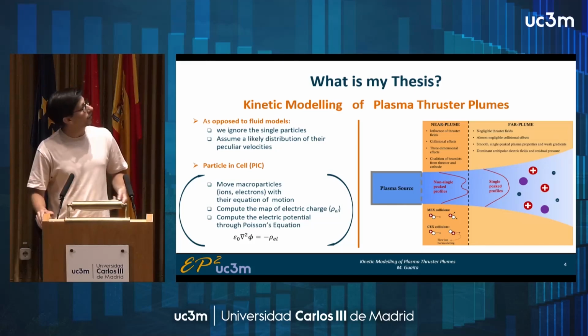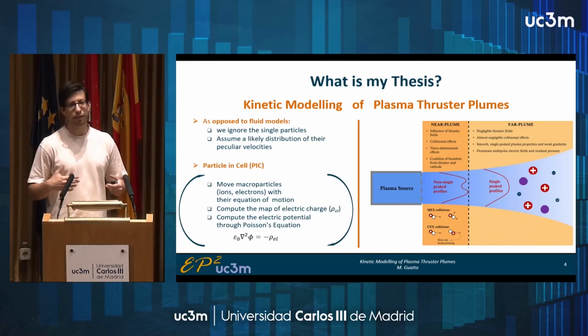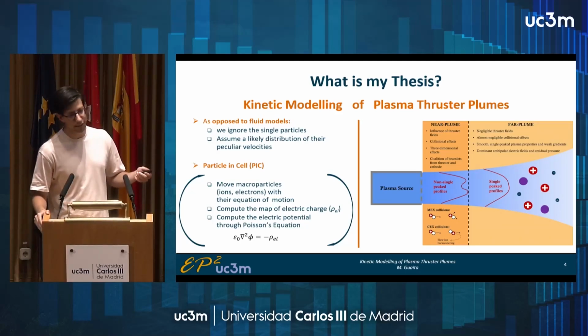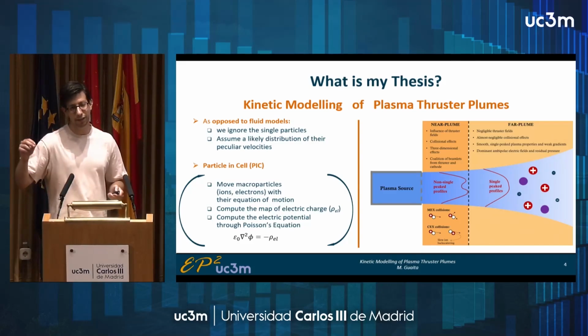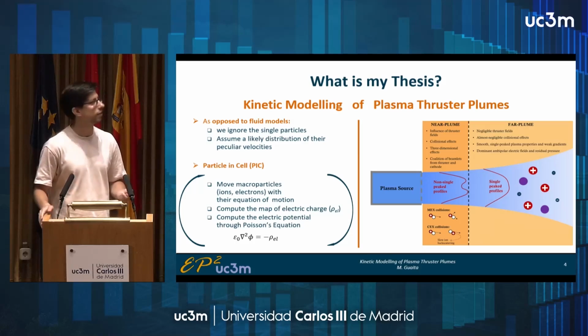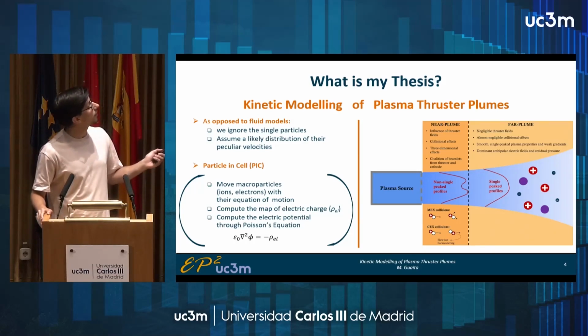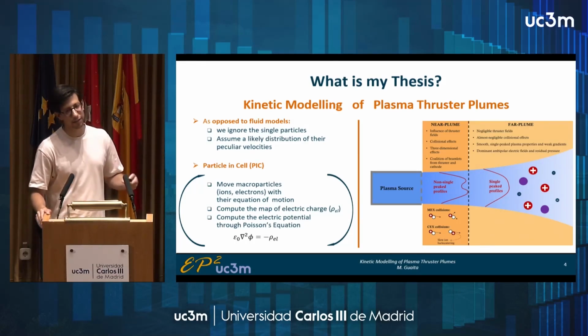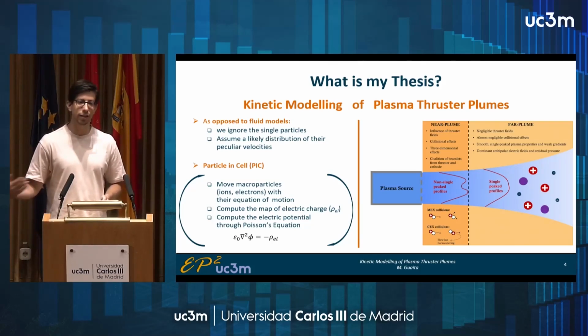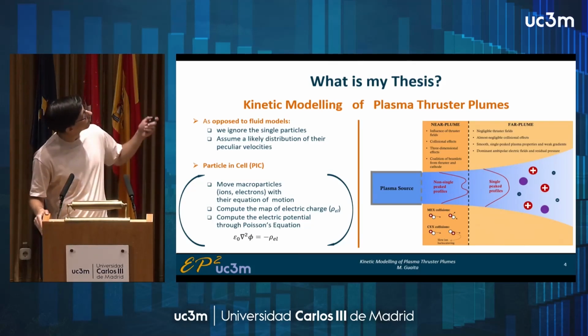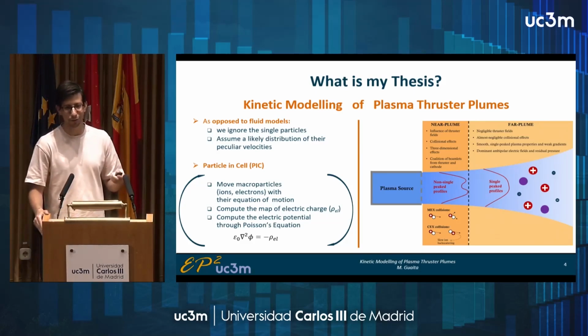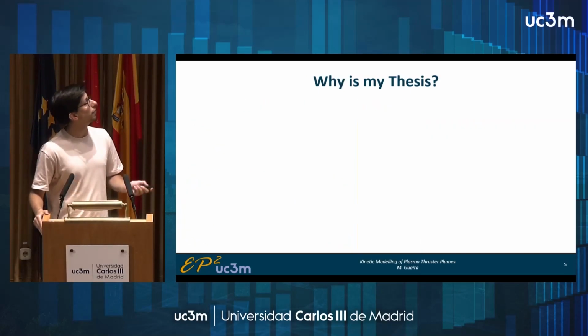How does this work? The idea is that we simulate the particles in the plasma with macroparticles, which we move around, integrating their equation of motion. Then at each time step, we compute the electric charge at all points of the domain by summing up the positive ions and the negative electrons. This charge density enters the Poisson equation and gives us the electric potential and the electric fields. These can then be plugged back into the equations of motion, and this loop continues indefinitely.